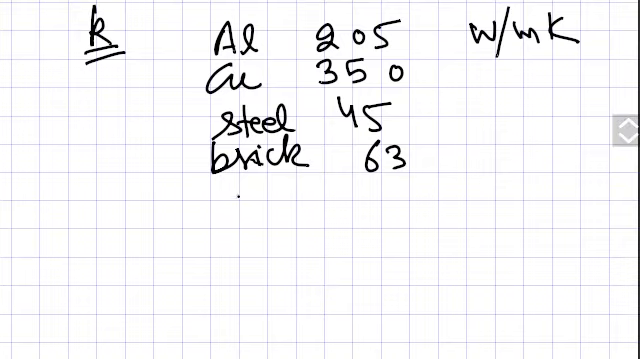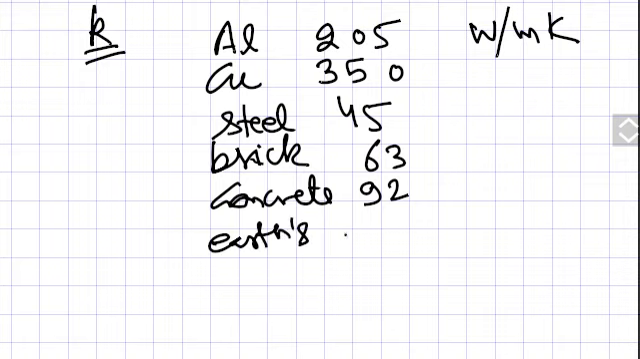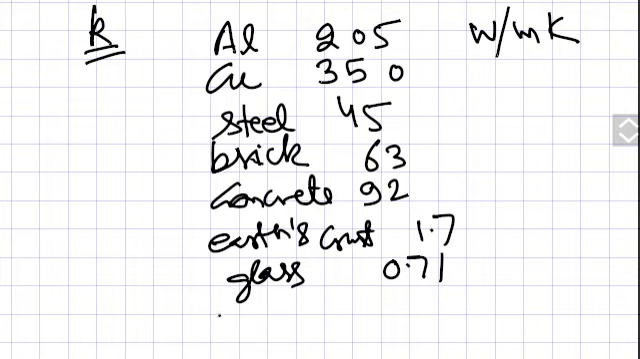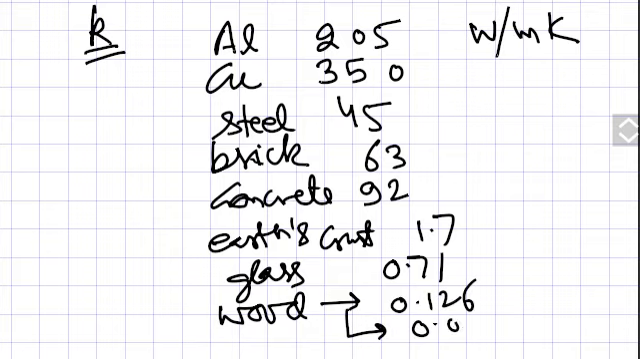And concrete, all this data is very important when you are designing some system. Earth crust, that is the soil, is very insulating, it is 1.7. Glass you can see is also very much insulating. Wood, you can say, is 0.126 and 0.038.